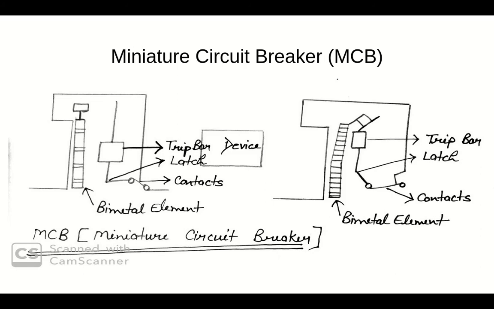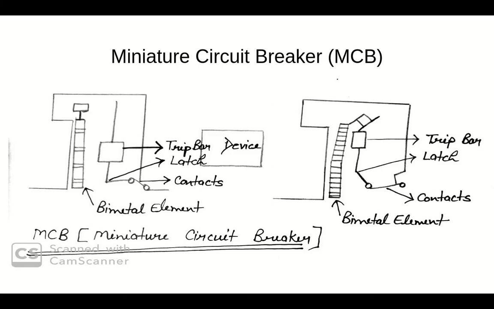Now the working and operation of MCB: under normal working condition, MCB operates as a switch. Under overload or short circuit condition, it automatically operates or trips so that current interruption takes place in the load circuit. The visual indication of this trip can be observed by automatic movement of the operation knob to the off position.